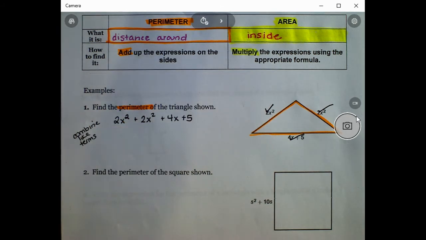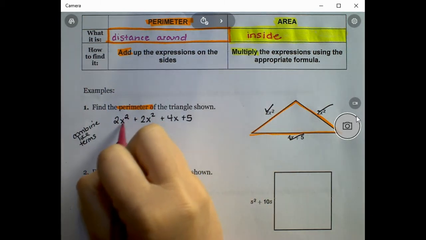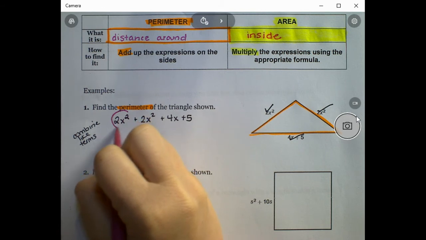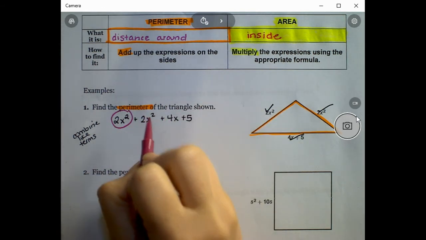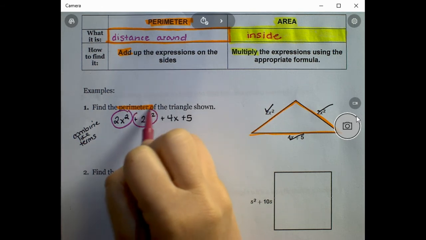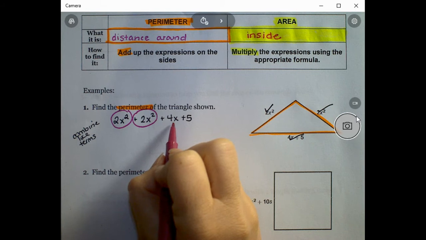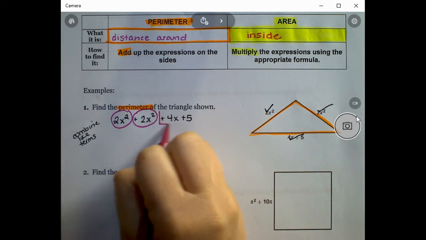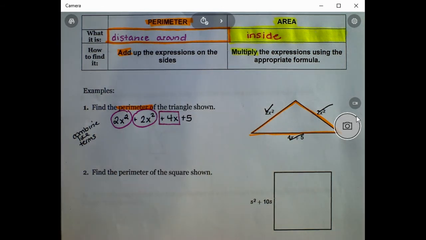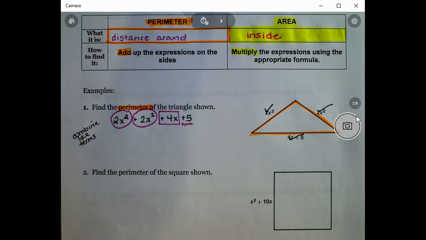Remember, when we combine like terms, we look for the ones that have the exact same variable part. This one has x squared, so we're going to look through for another term with x squared. Hey, there's one. And circle that also. This one has x, but it's not squared, so this does not combine. It's its own different term, and plus 5 also has no friends.